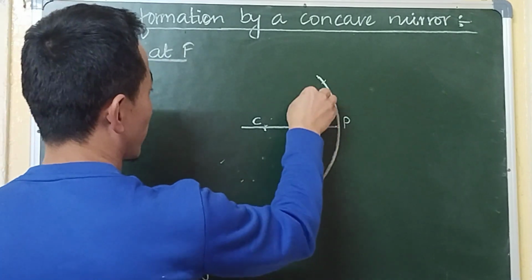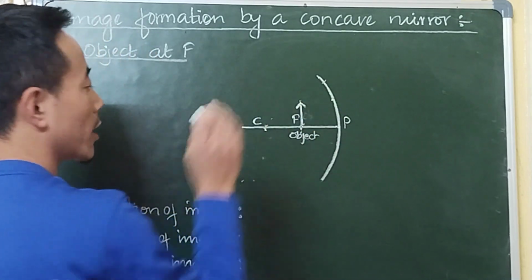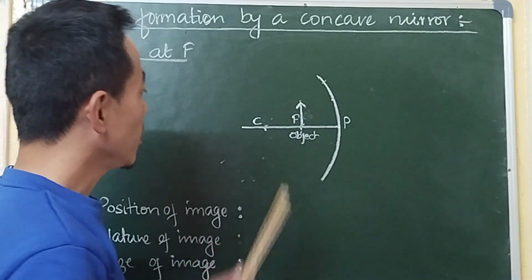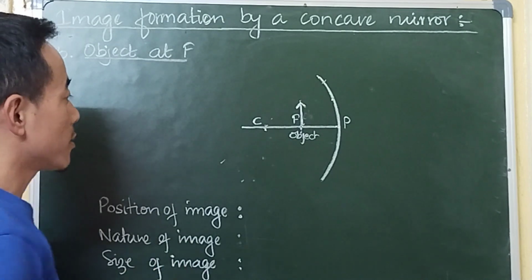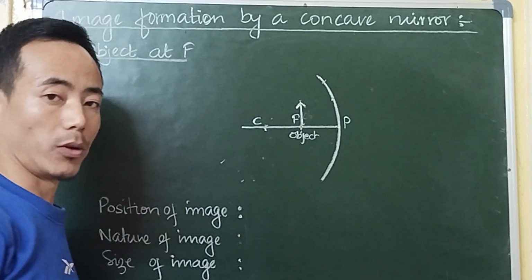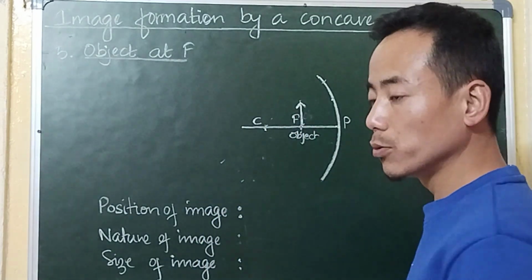So we have an object kept exactly at the focus F here in front of a concave mirror. So let's see what will be the position of the image, nature of the image, and size of the image when our object is at focus. So again we will take 2 incident rays following 2 rules.